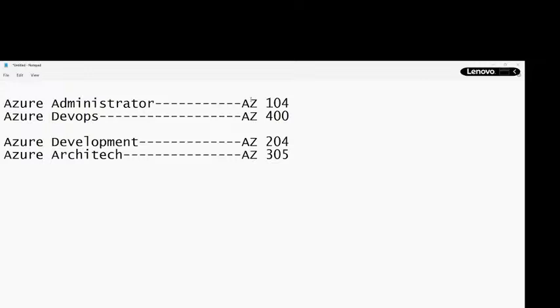Is any coding required, sir? For administration, no coding is required. That's why we have a separate development paper. For development, you should be proficient in Java, .NET, so that you can move to development. Azure administration and DevOps is total configuration and implementation. No coding is required, only some scripting.